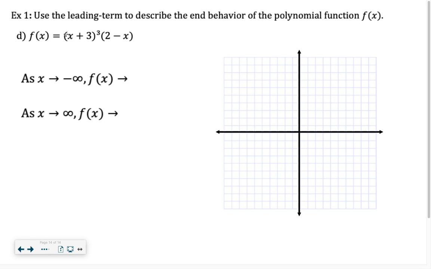All right, so my leading term is going to be x cubed times negative x. That's going to end up being negative x to the fourth for my leading term. So this is a negative fourth degree. That means that my end behaviors are going to do something like this. So as I go to the left, the y's go down, and as I go to the right, the y's also go down.